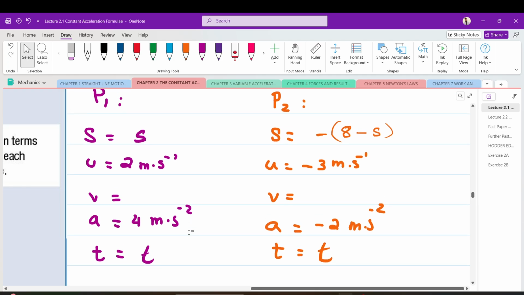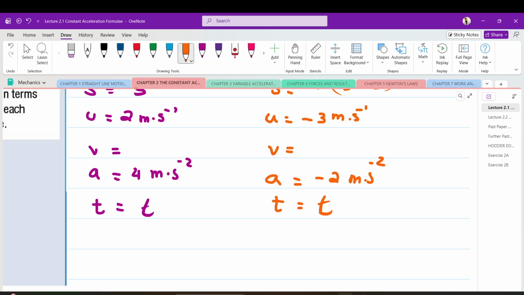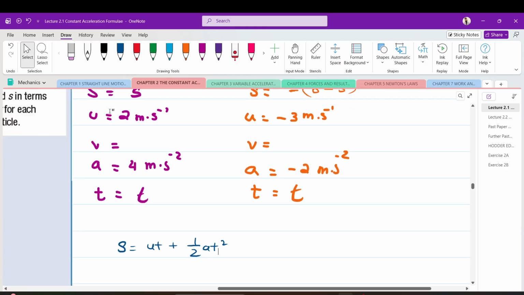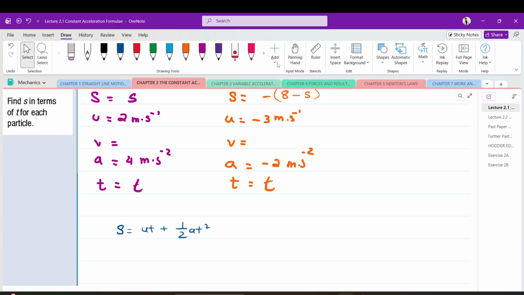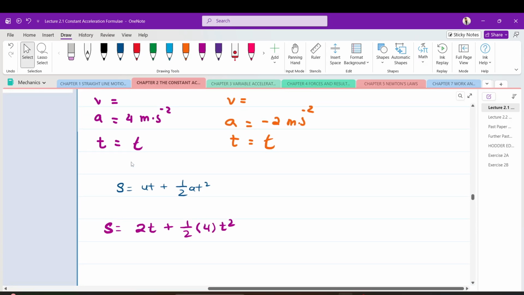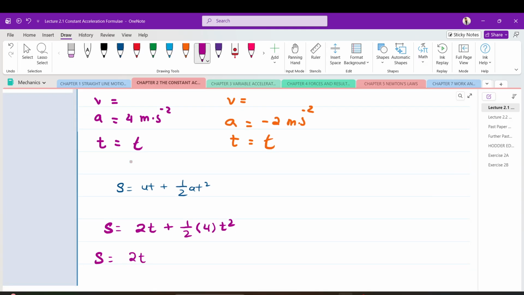Now, what we understand from here is that if I form two equations, the equation that we can use based on what's given to us is S is equal to ut plus half at squared. So let's work this out. This will be S is equal to 2 times t plus half, a is 4, and t squared. If I simplify this, I would get S is equal to 2t plus, this 2 and this 4 cancel, so I would get 2t squared. That's my equation number 1.